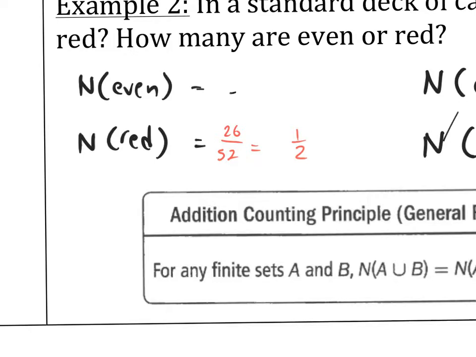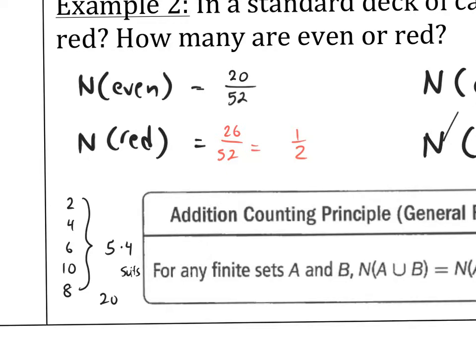With the even, out of 52, we have to count up how many even cards we have. We have 2s, 4s, 6s, 8s, and 10s. Now, so we've got 5 of those times 4 suits, right? Times 4 suits. So in the end, there are 20.